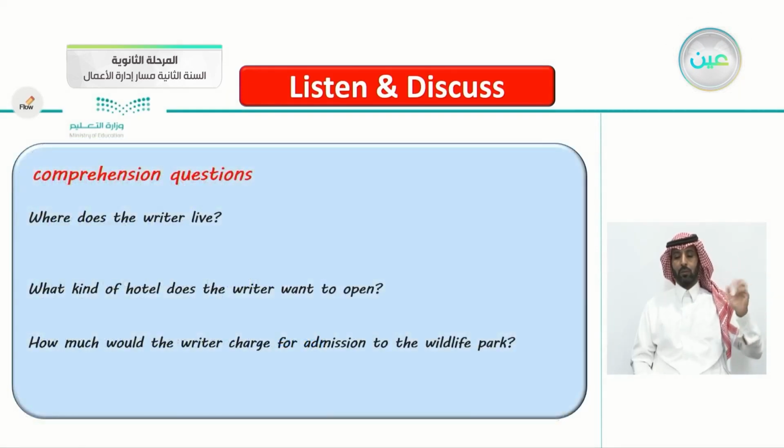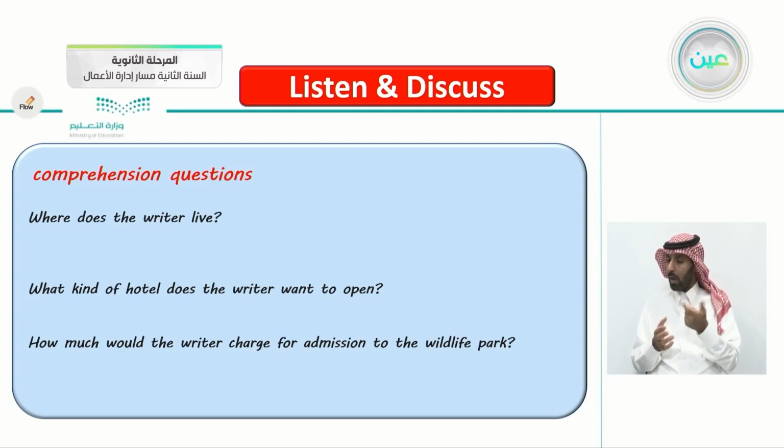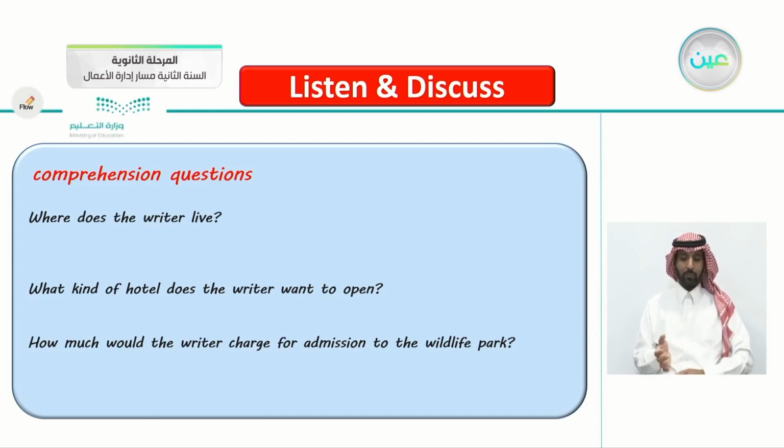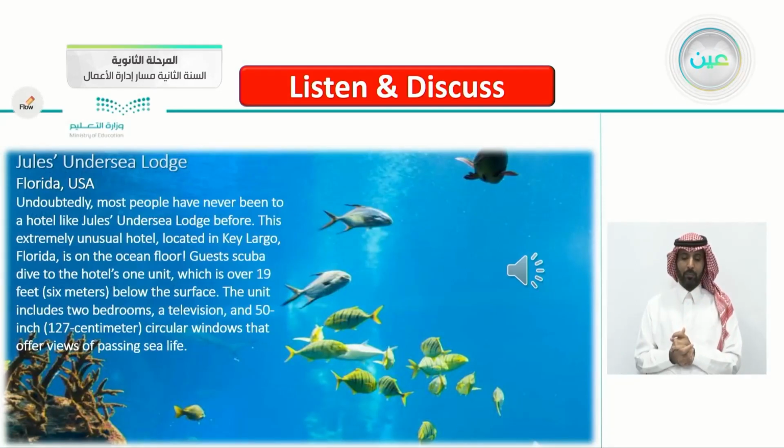So here's another comprehension question for you. Where does the writer live? What kind of hotel does the writer want to open? How much would the writer charge for admission to the wild park? So, let's listen again and try to figure out the answer.